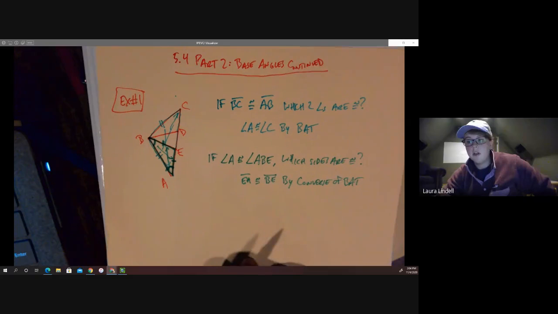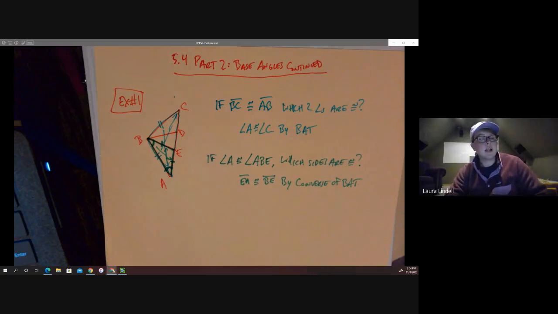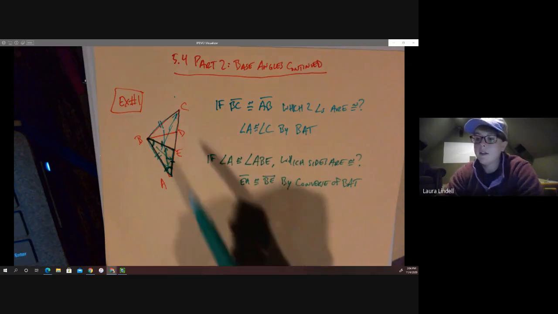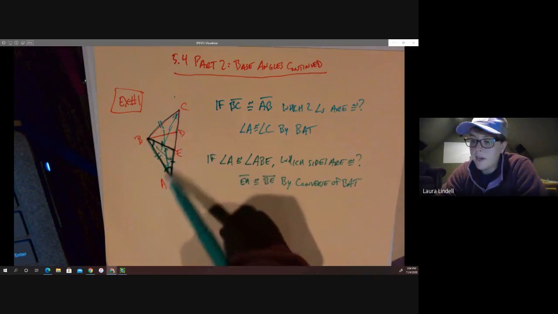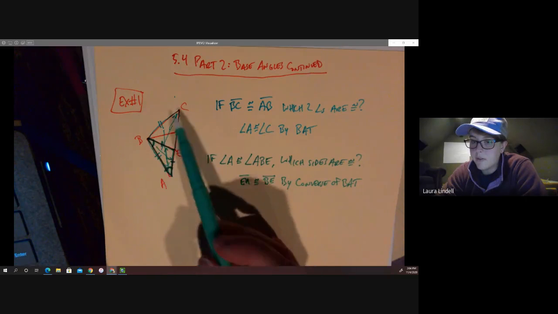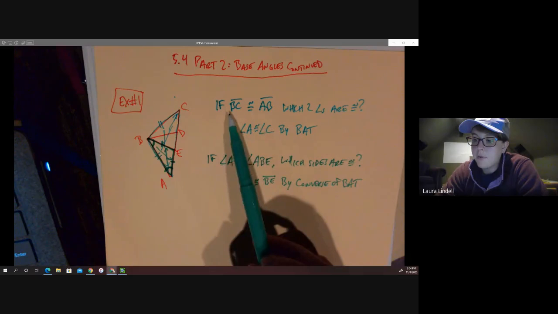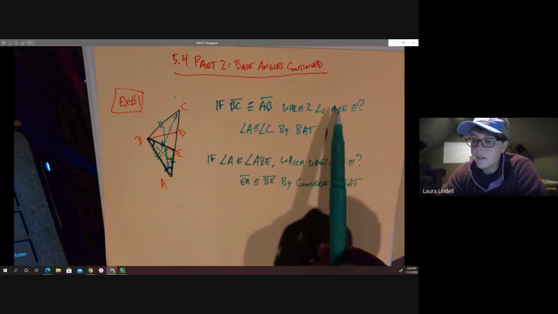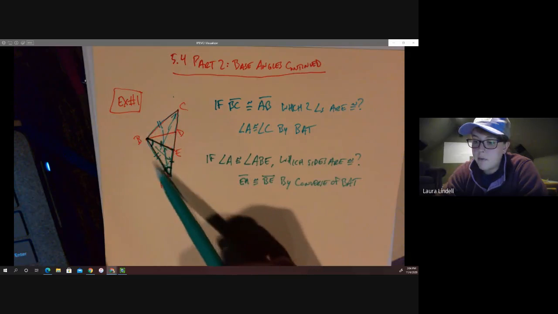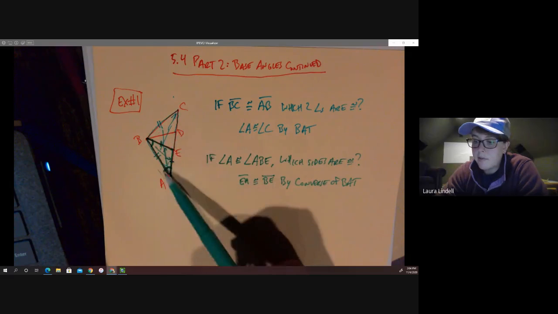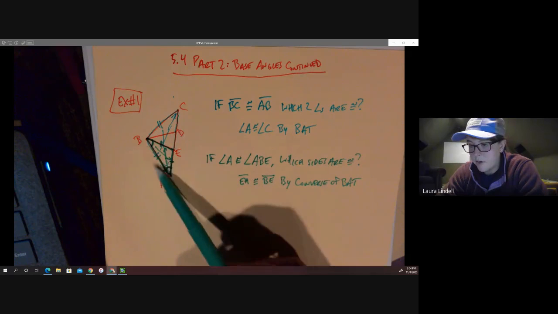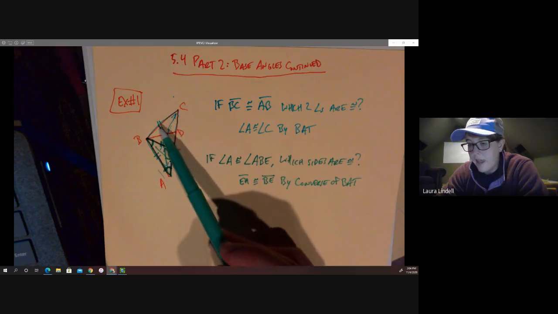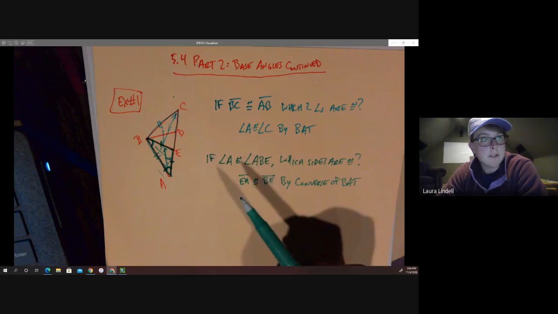Okay. So again, just to recap what we did here for this first example, we have this complicated looking picture with all of these different points. The first part asks: if BC is congruent to AB, which two angles are congruent? So BC and AB were these two sides. That means we're dealing with this whole overall big triangle, and the angles across from them are the ones that are going to be congruent.